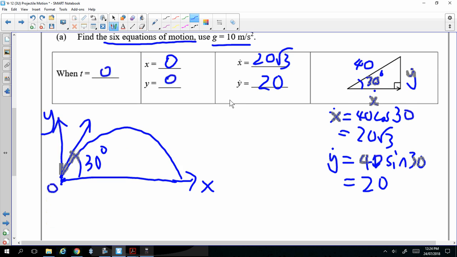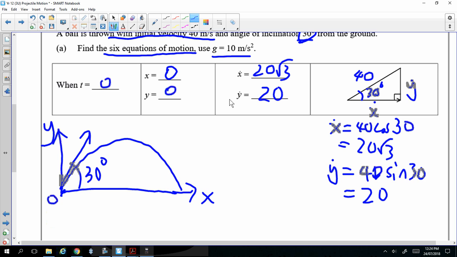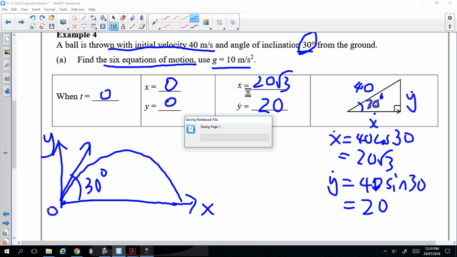And then we're going to get the six equations of motion. Why are there six equations? Because there are acceleration, velocity, and displacement, and you have to do it in both the horizontal direction and the vertical direction.